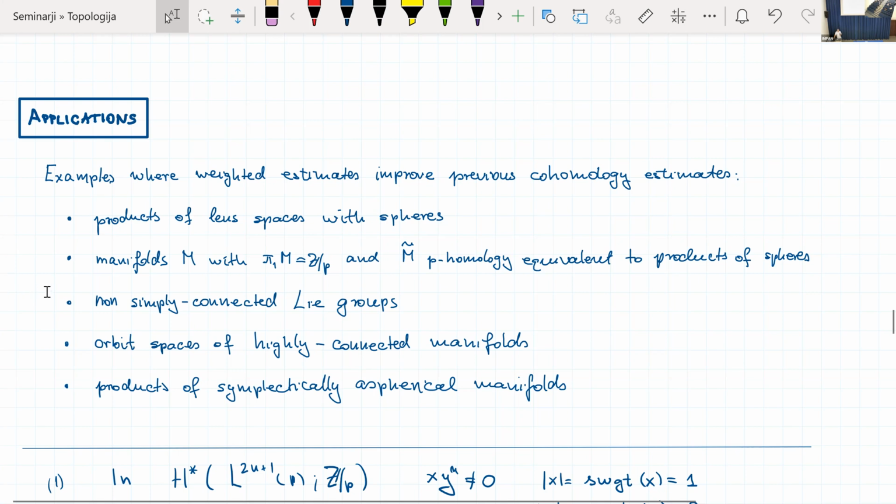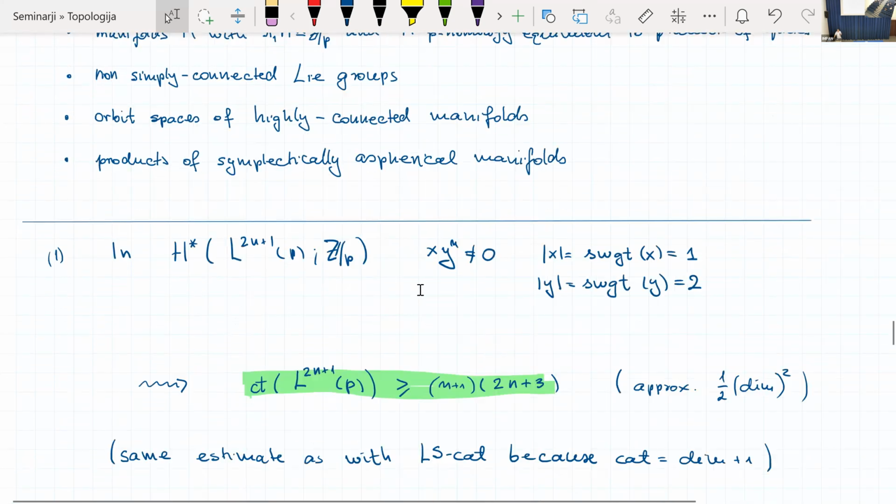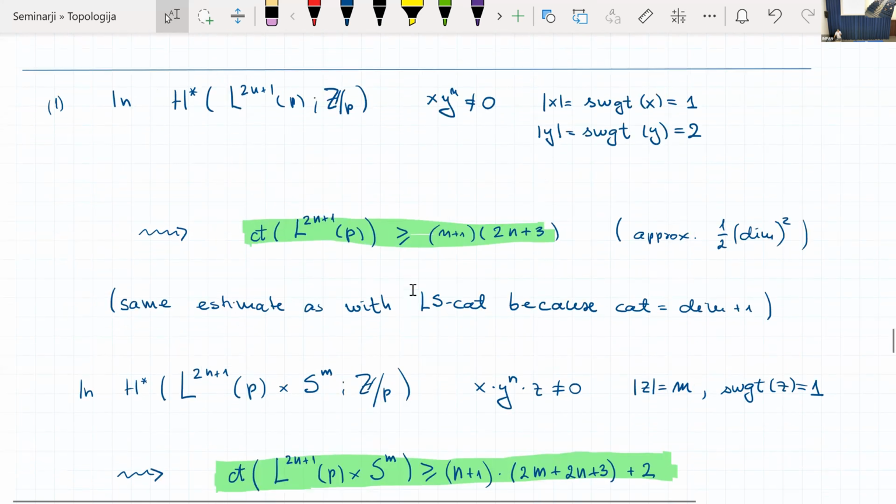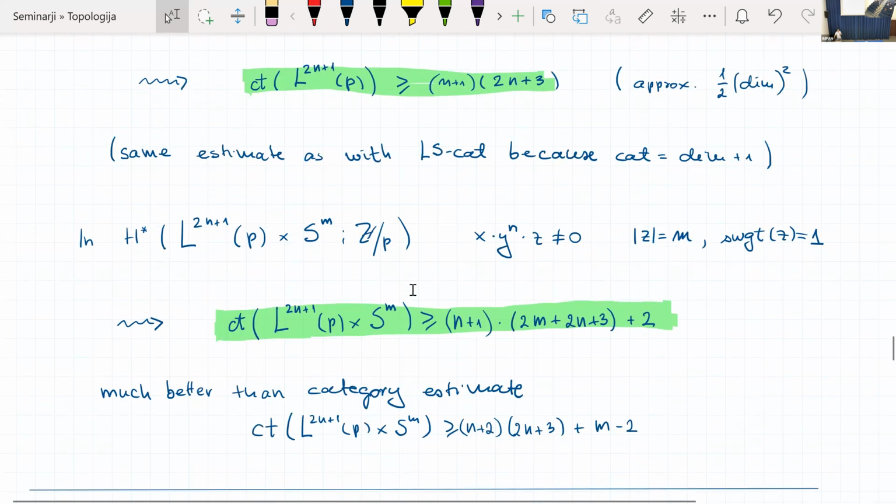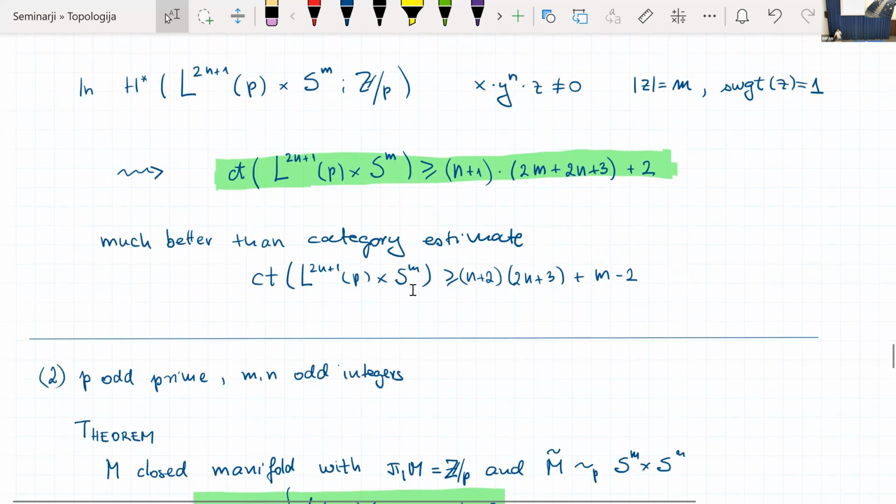Non-simply connected groups are a similar case. Orbit spaces of highly connected manifolds, which means manifolds which have only top dimension and middle dimension, at least in their Morse decomposition. Then products of what are called symplectically spherical manifolds: the symplectic class has category weight 2, and again you can improve the results. And now there are formulas, and probably there is no sense going through them.